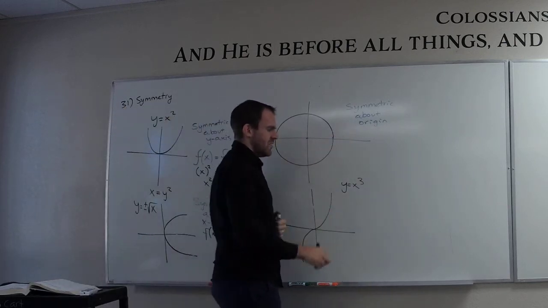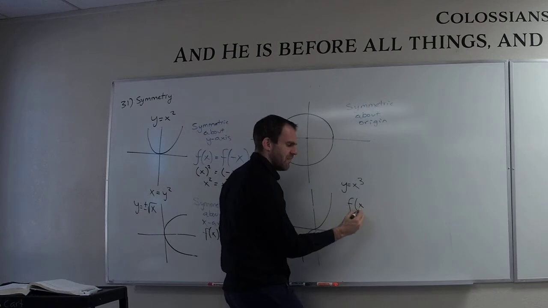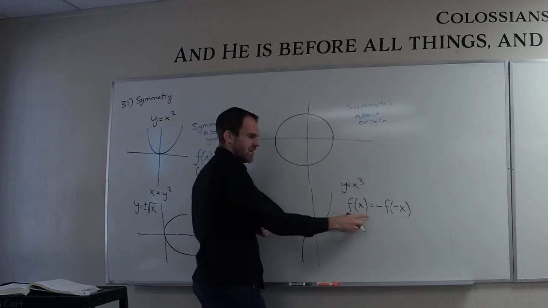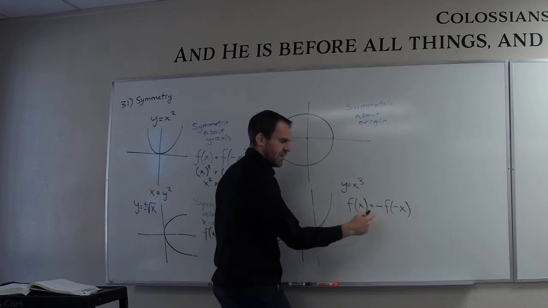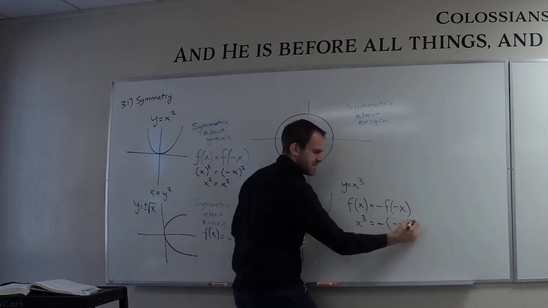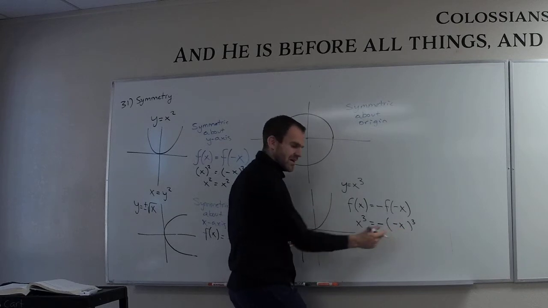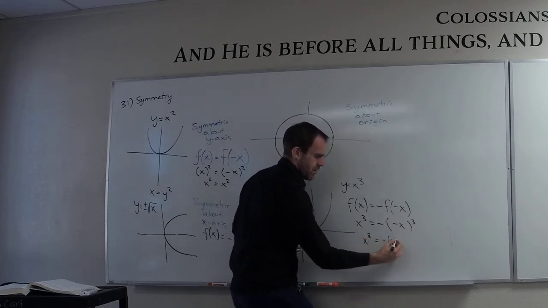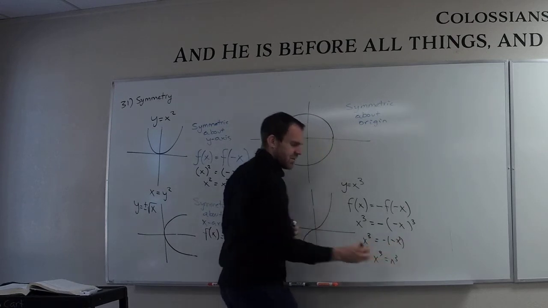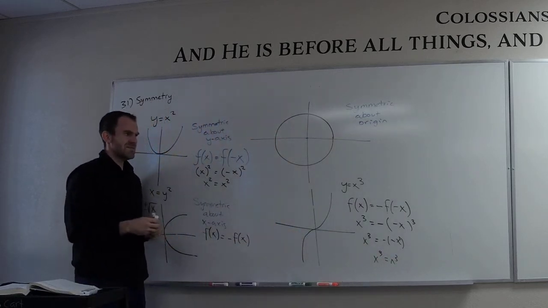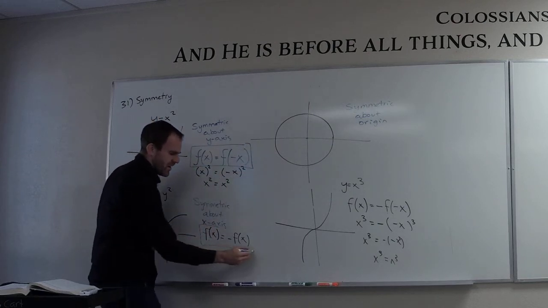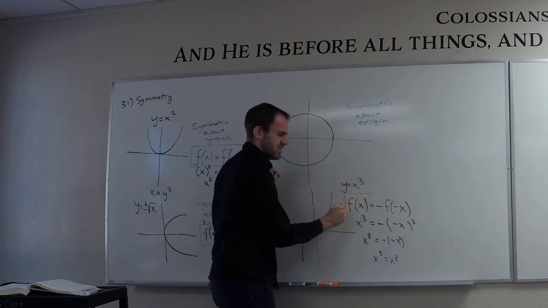Now with the origin, we have to pass the following test. F of x has to equal negative f of negative x. Let's try this one. F of x is just x cubed. Negative f of negative x is negative x cubed. What's negative x cubed? It is negative x cubed. And so x cubed equals x cubed. So 3 tests that you should know and include in your notes. Symmetric about y, symmetric about x, and symmetric about the origin.